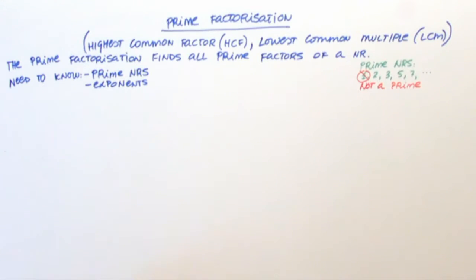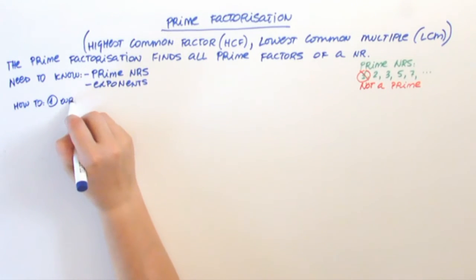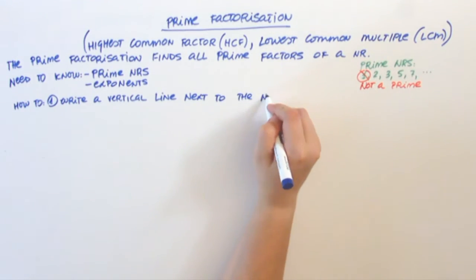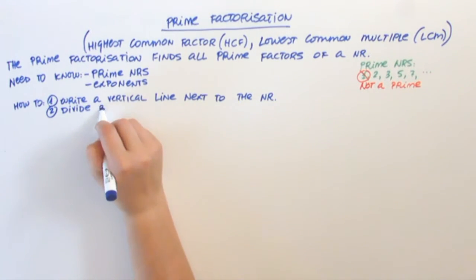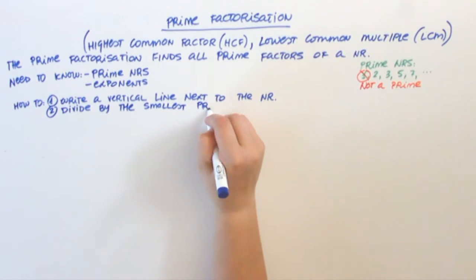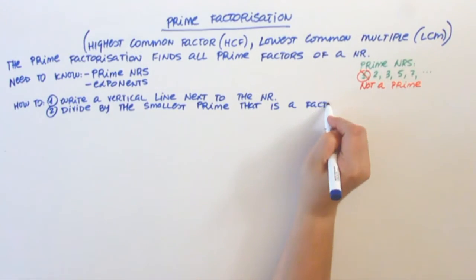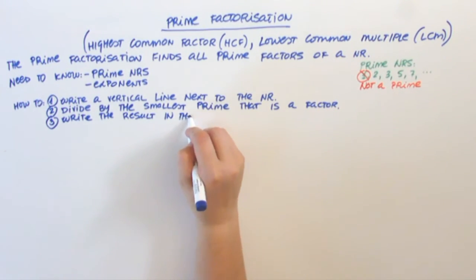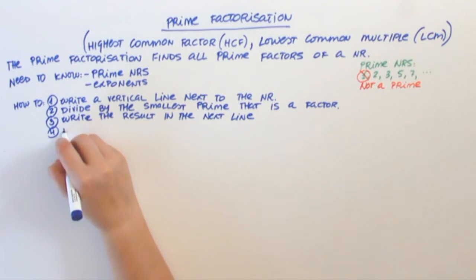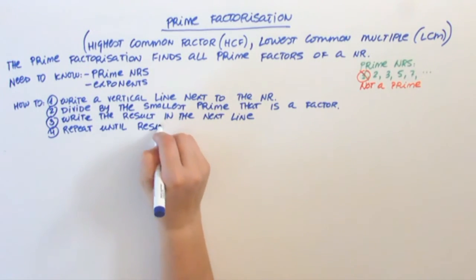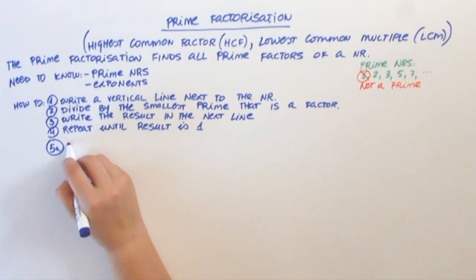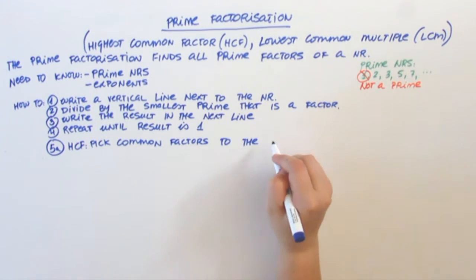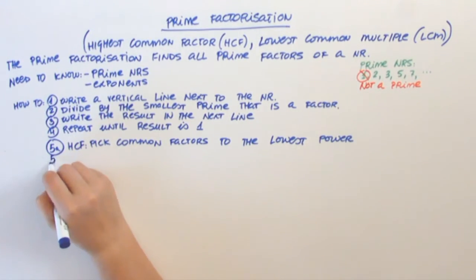For the how-to, step by step, first you're going to write a vertical line next to the number and then divide by the lowest prime number that is a factor. You write the result in the next line and you repeat that process until your result is 1, which shows that you cannot continue. With this, if what you want is to find the highest common factor, you pick the common factors to the lowest power, and if you're searching for the lowest common multiple, then you pick all factors to the highest power.